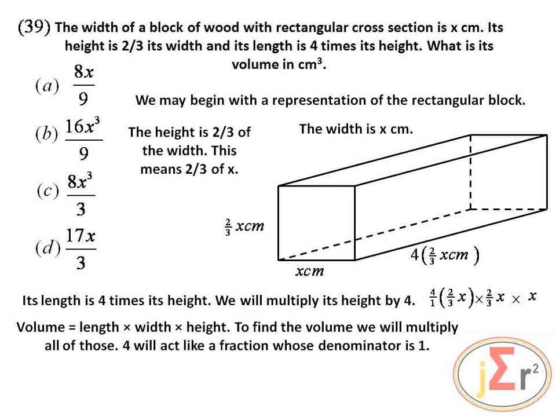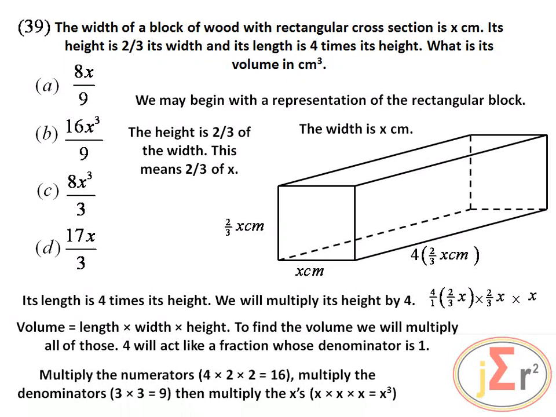Right. We are going to be multiplying the numerators. And we have the numerators 4 by 2 by 2. So we have 4 multiplied by 2 by 2 is 16. We will proceed to multiply the denominators. We have 1 by 3 by 3. Anything multiplied by 1 is that same thing, so we may say 3 multiplied by 3 is 9.